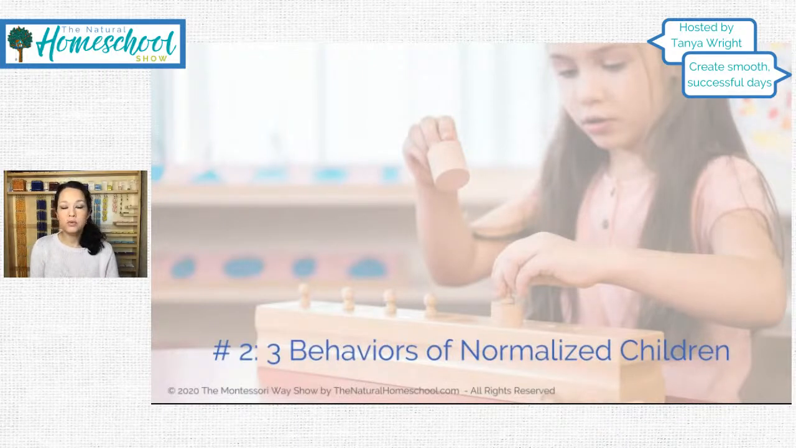Well, today we will talk about 3 behaviors of normalized children. Number 1, a normalized child displays spontaneous and natural self-discipline.